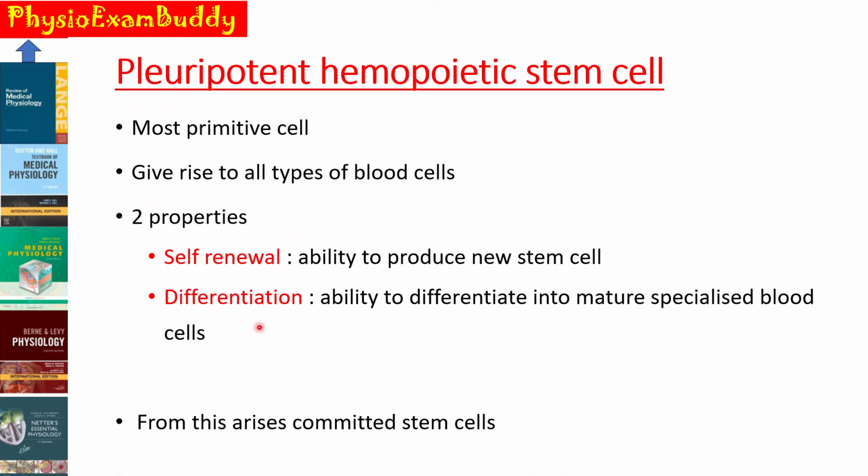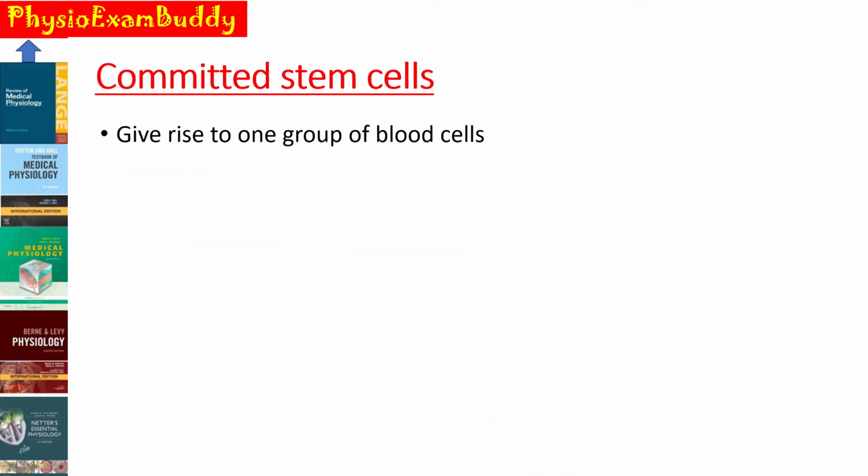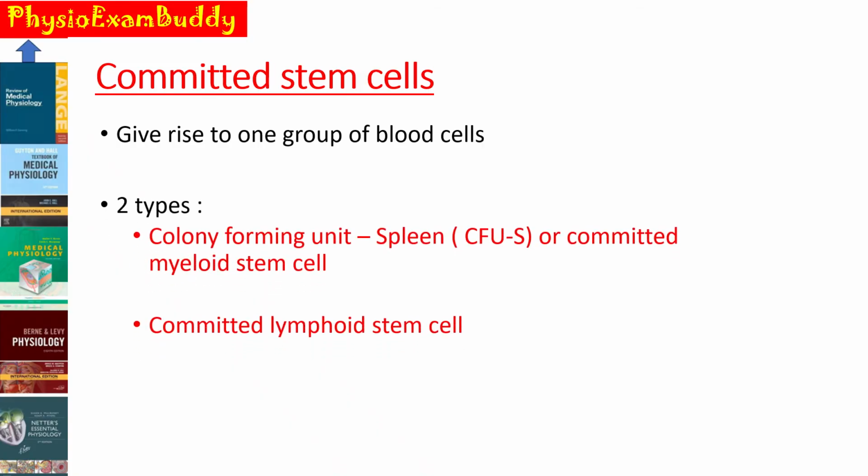From the pluripotent hemopoietic stem cell arise the committed stem cells. Committed stem cells give rise to only one group of cells. There are two types of committed stem cells in the human body. The first one is the colony forming unit spleen, or committed myeloid stem cell. And the second one is the committed lymphoid stem cell.